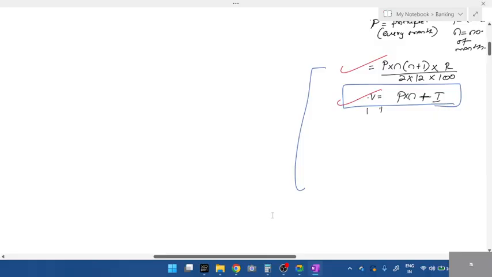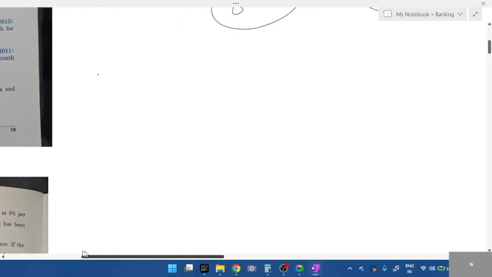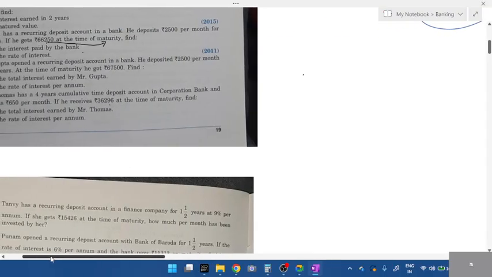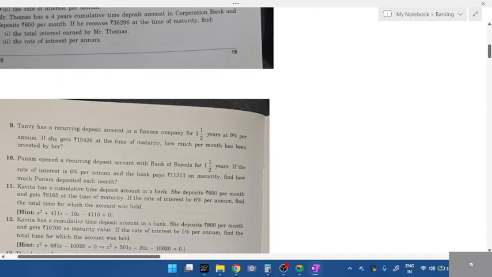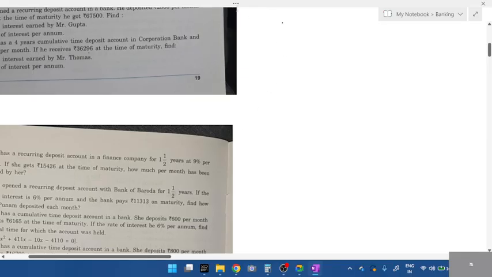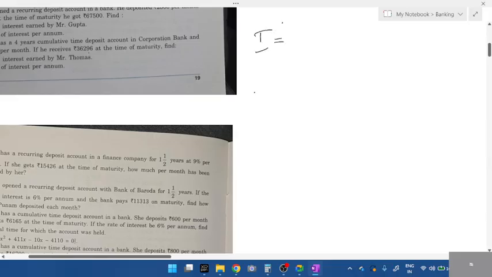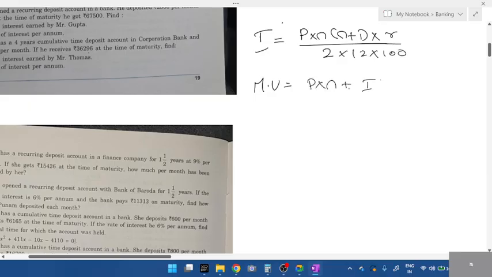Fine. This is the last part, students. So we have solved all the types of question. This is the last part. Find the experiment. So what are the two formulas we had? We have one is interest and the other one is maturity value. In interest, P into N into N plus 1 into R divided by 2 into 12 into 100. And here it is P into N plus I.